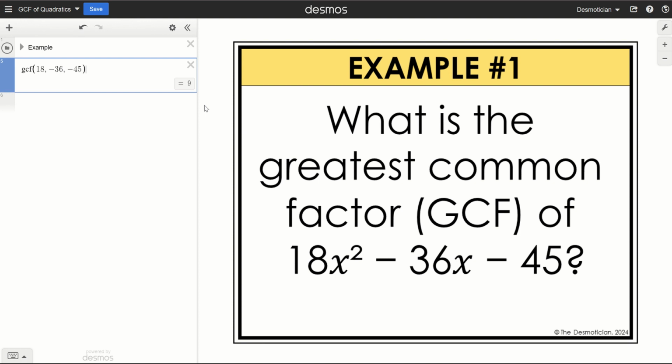I would also encourage you to check for repeated variables, but in quadratics, if you have three terms, then likely you will not have repeated variables. Let's look at another example.